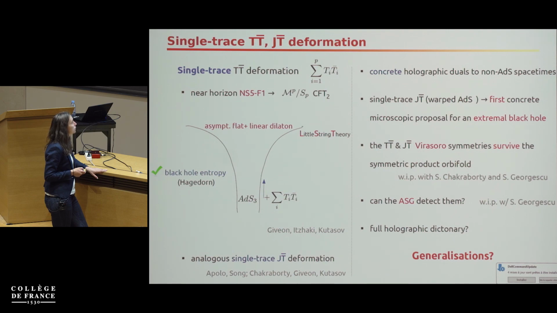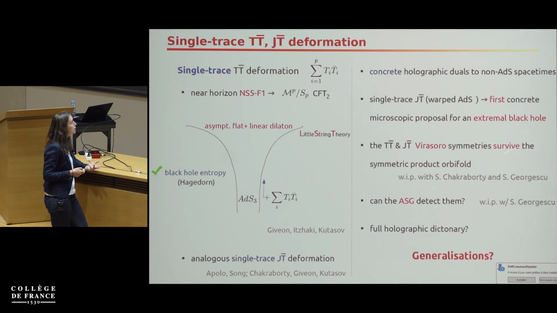Now, what's the point? The point is that one can do a field theory analysis of the symmetries of symmetric product orbifolds of TT bar and JT bar deformed CFTs, and show that these Virasoro symmetries actually survive the orbifold. So they survive, and they're as complicated as they were before. That's nice. So if they survive, a natural question is, can the asymptotic symmetry group analysis in this sort of background actually capture them? Well, I don't know what the answer is. This is work in progress.